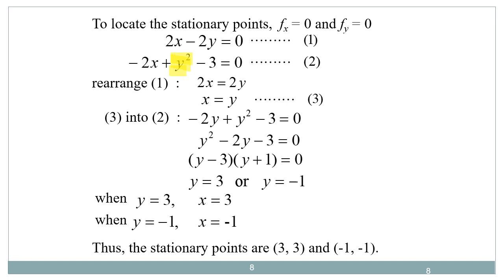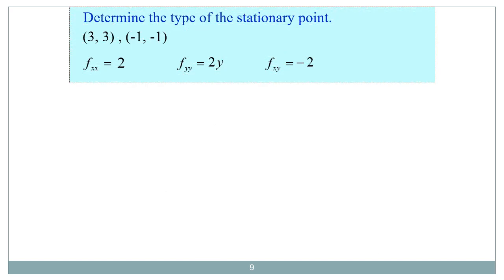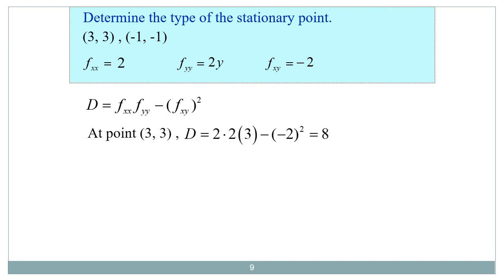So we need to check each of these points. Find the discriminant of each point. We have all the results already in the first part of the solution. So what is the discriminant formula? It's f sub xx times f sub yy minus f sub xy squared. So for point (3, 3), the discriminant D is equal to f sub xx multiplied by f sub yy, so 2y, and then minus f sub xy squared, so negative 2 squared.